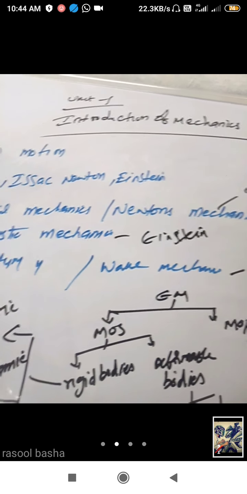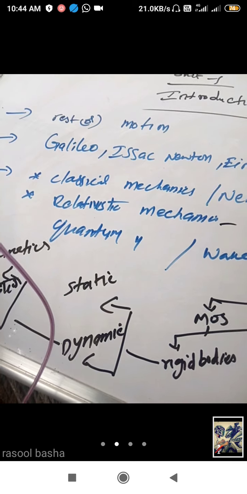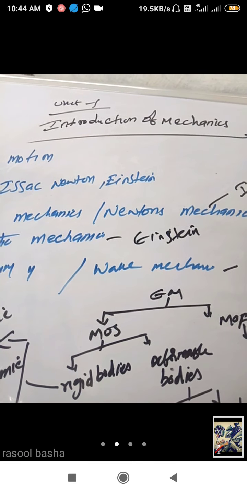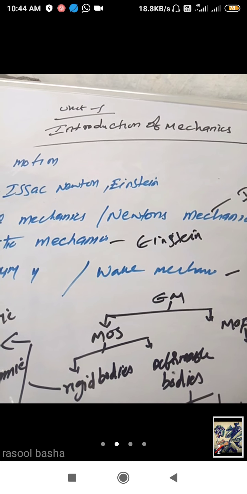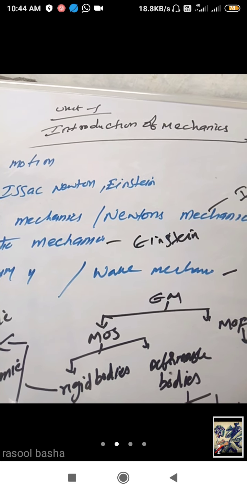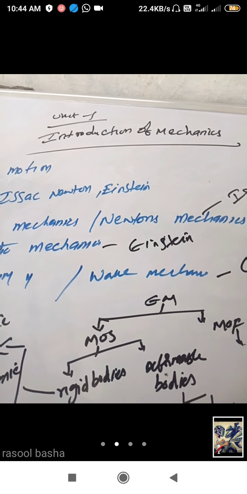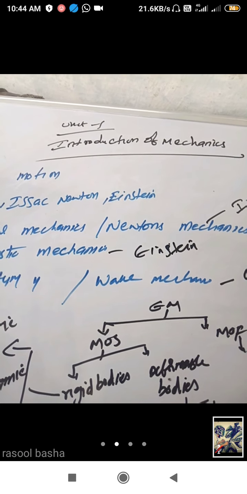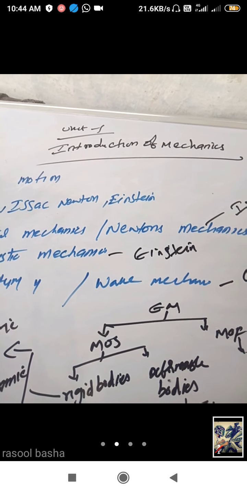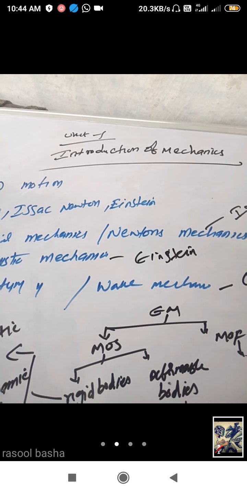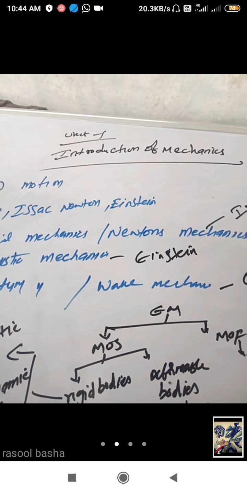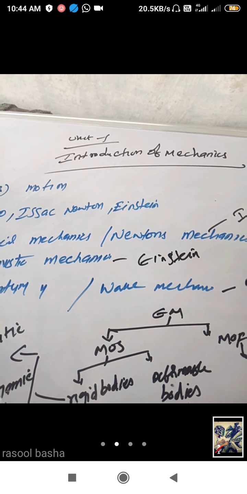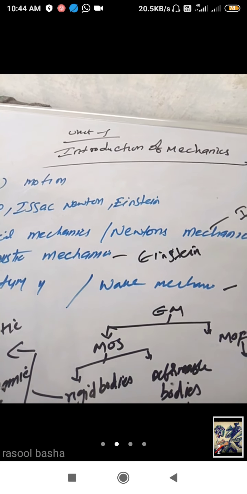Next, coming to quantum mechanics, or wave mechanics, this was developed by Galileo. In this mechanics, he explained the behavior of particles. The first is body behavior, the second is light behavior, and the third is particle behavior. These three mechanics were developed by three scientists: the first by Isaac Newton, the second by Einstein, and the third by Galileo. This is a brief introduction to mechanics.